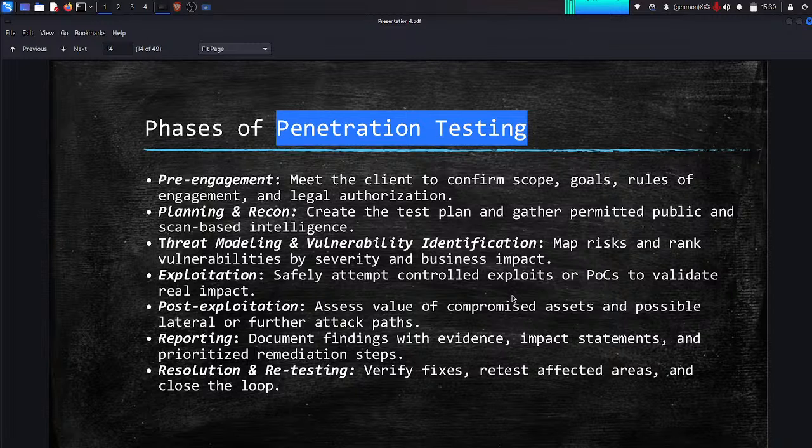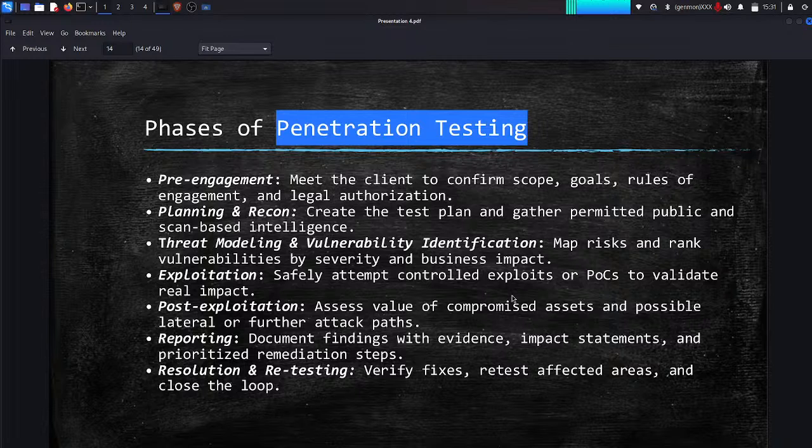After exploiting the system, we move forward and assess the value of the compromised asset. For example, if I have hacked a system and I have the credentials of an employee and their salary account, how much can I get from this? I will calculate that compromised asset and the possible lateral or further attacks, how a bad hacker could plan them. In advance I will plan it and mention in the report that if this vulnerability is exploited, more vulnerabilities are open in the system and these can be exploited too.